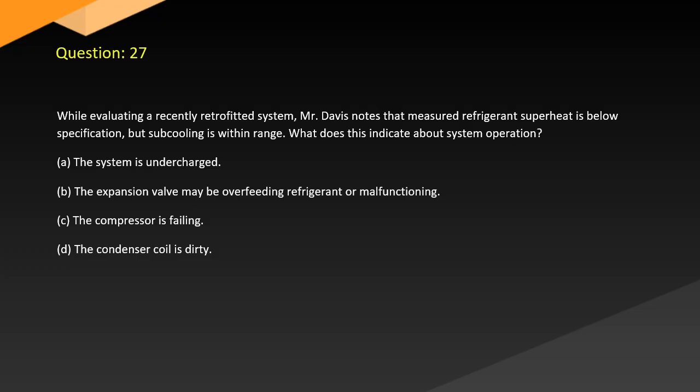Question 27. While evaluating a newly retrofitted system, Mr. Davis notes that measured refrigerant superheat is below specification, but subcooling is within range. What does this indicate about system operation? A. The system is undercharged. B. The expansion valve may be overfeeding refrigerant or malfunctioning. C. The compressor is failing. D. The condenser coil is dirty.